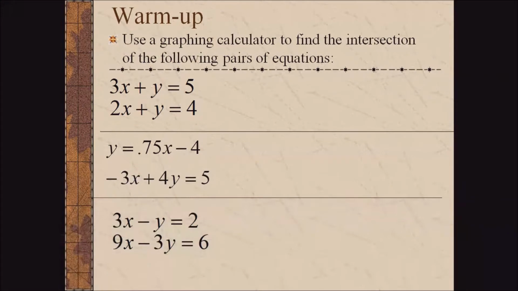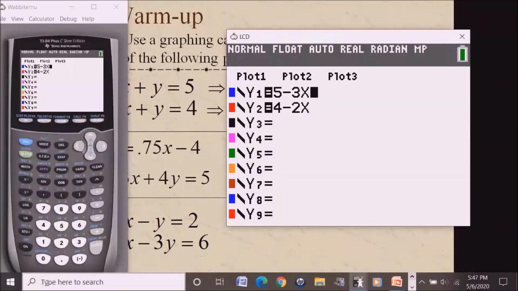The first thing we need to do is get each of these equations in a form that can go into our graphing calculator. For the first equation, we're going to subtract 3x from both sides to get y equals 5 minus 3x. The second equation, we need to subtract 2x from both sides to get y equals 4 minus 2x. Now each of these is in a form that can be put into the y equals of a graphing calculator. I've put 5 minus 3x into y1 and 4 minus 2x into y2.